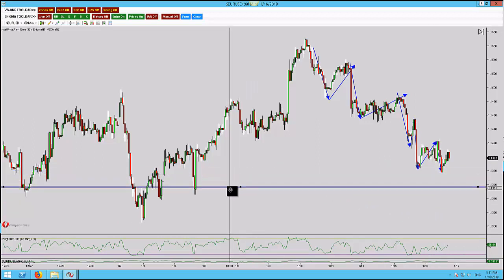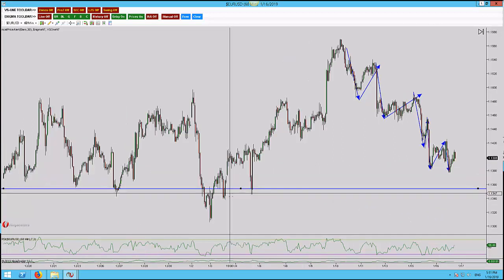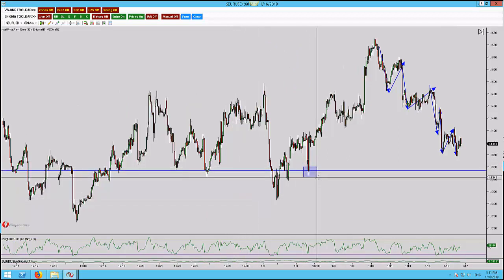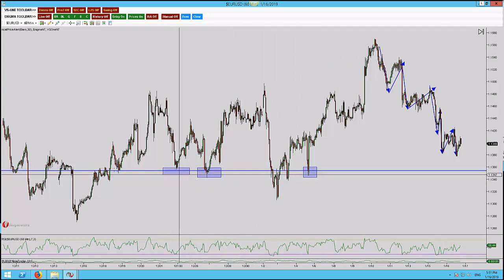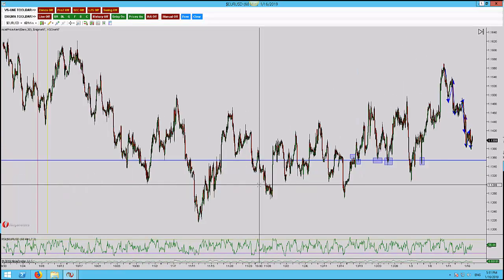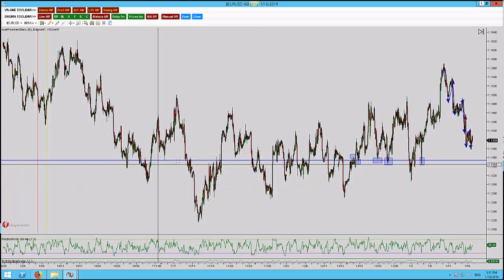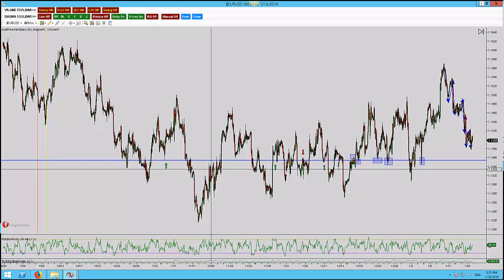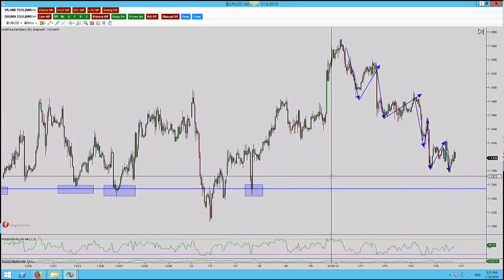I'm looking at the market coming down to this level, and if we just zoom out, we can see that this is a decent level of structure. We've got 1, 2, 3, 4, 5, and a few more here. We've got a few more tests actually. We've got here 6, 7, 8, 9, so a decent level there for price to come into.